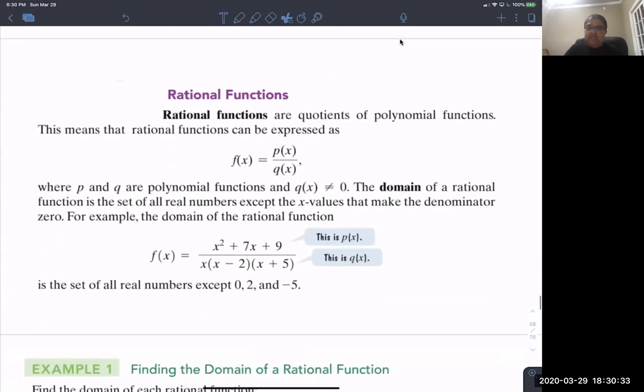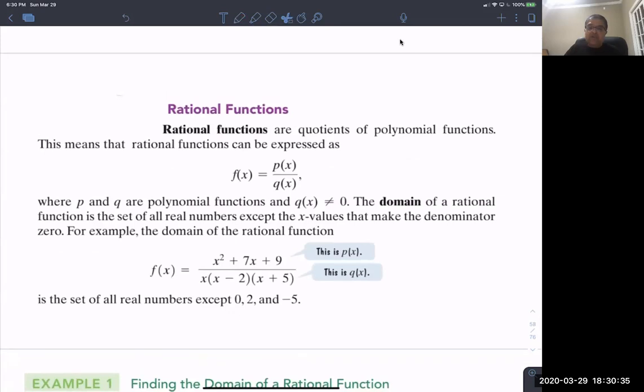So as you see with this slide, rational functions are quotients of polynomial functions. That means they can be written as a fraction p of x over q of x, where p of x and q of x are both polynomial in nature. So both p of x and q of x are polynomial. So the rational function f of x is p of x over q of x.